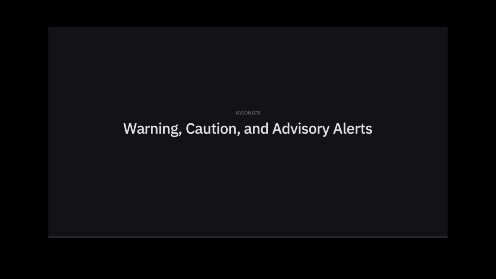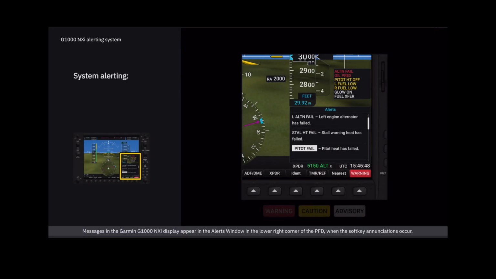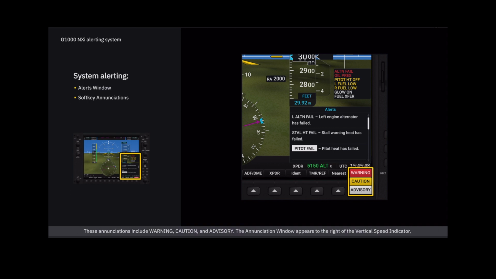Warning, caution, and advisory alerts. Messages in the Garmin G1000 display appear in the Alerts window, in the lower right corner of the PFD, when the soft key enunciations occur. These enunciations include warning, caution, and advisory. The enunciation window appears to the right of the vertical speed indicator, and displays abbreviated enunciation text for aircraft alerts, allowing the system alerts to be displayed simultaneously.